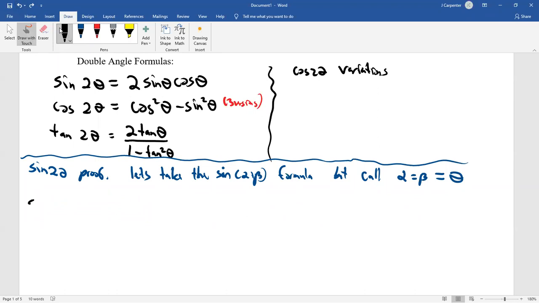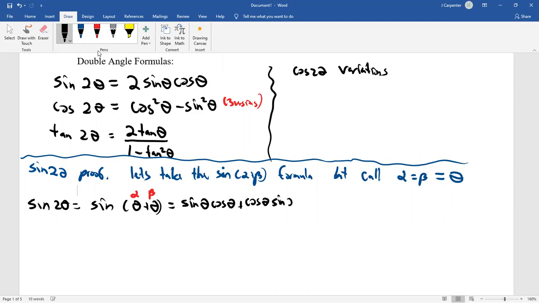Why am I doing this? Because I can write the sine of 2 theta as the sine of theta plus theta. So that's why we decided to call alpha and beta the same angle, because now the first one is like our alpha and the second one is like our beta. And then we just go sine of alpha cosine of beta plus cosine of alpha sine of beta. So that's the sine of theta times the cosine of theta plus the cosine of theta times the sine of theta. Again, previously these were alphas and these were betas, but we called alpha and beta theta.